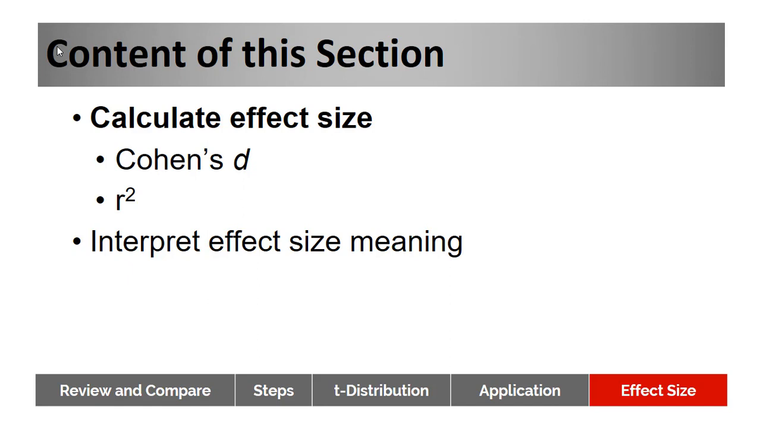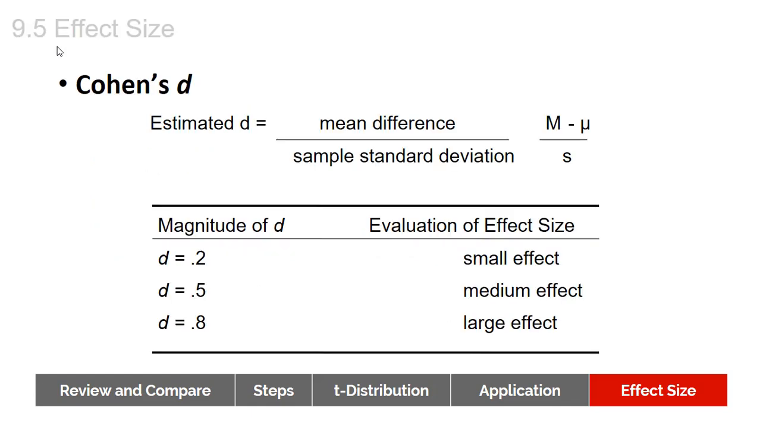We're going to use something called Cohen's d and we're going to use something called R squared. Cohen's d is, again, a ratio: the mean difference divided by the sample standard deviation. This gives us a standardized effect size. In other words, it lets us know if the difference that we're seeing between our mean and the population mean really means anything. Sometimes we can find statistical significance, but the difference really isn't that great.